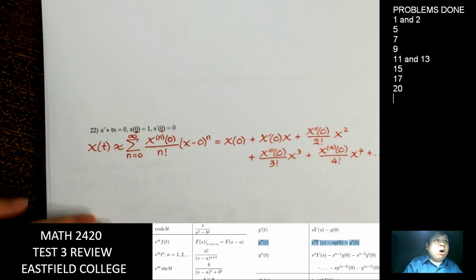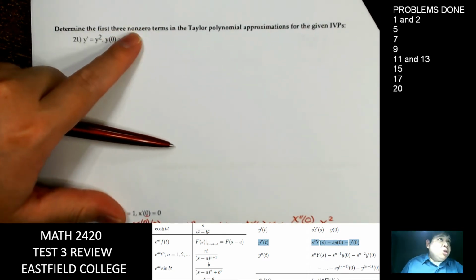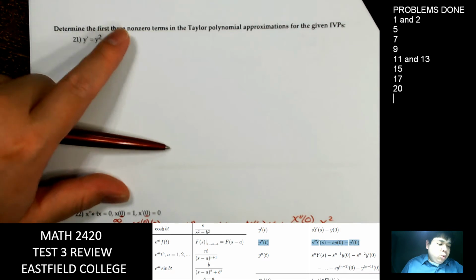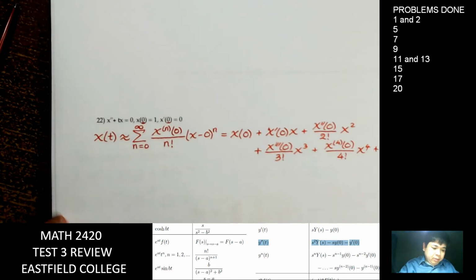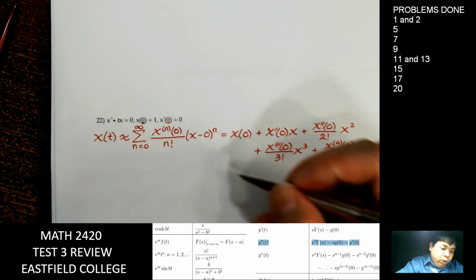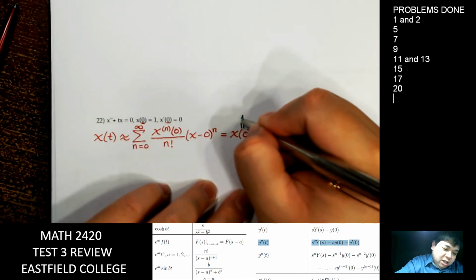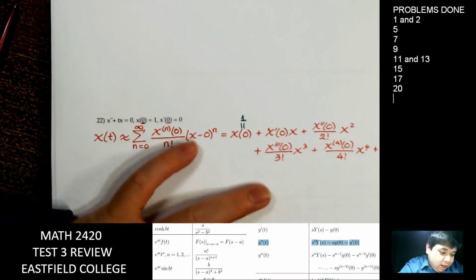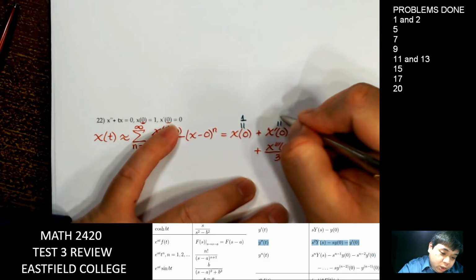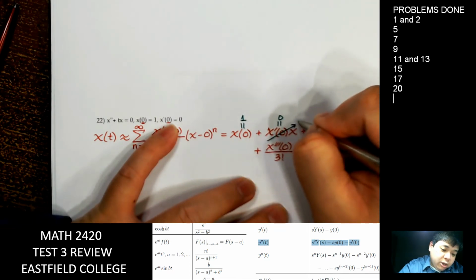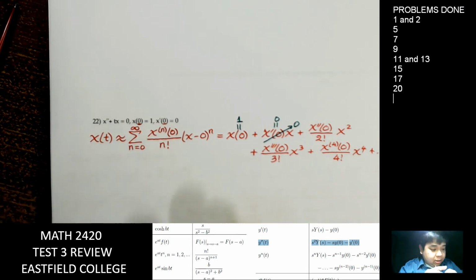I'm not sure how far we need to go on this, but the question wants us to find the first 3 non-zero terms. Right, so let's see what we have. We know x of 0 equals 1, so that is the first term, that is non-zero, which is good. Next, the derivative is going to be 0. That is not good because this term goes to 0. So we need to find something that is not 0.